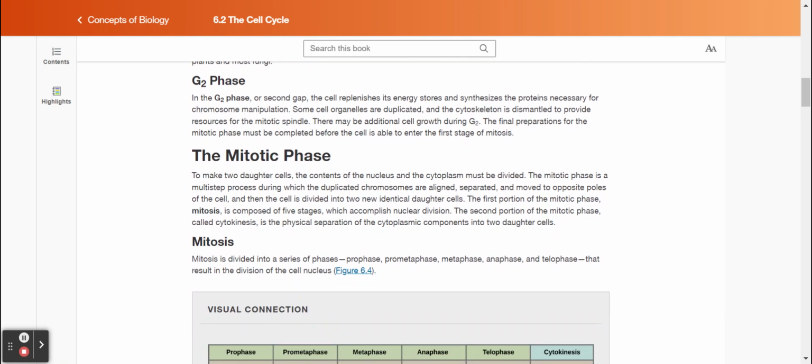G2 phase. In the G2 phase, or second gap, the cell replenishes its energy stores and synthesizes the proteins necessary for chromosome manipulation. Some cell organelles are duplicated, and the cytoskeleton is dismantled to provide resources for the mitotic spindle. There may be additional cell growth during G2. The final preparations for the mitotic phase must be completed before the cell is able to enter the first stage of mitosis.